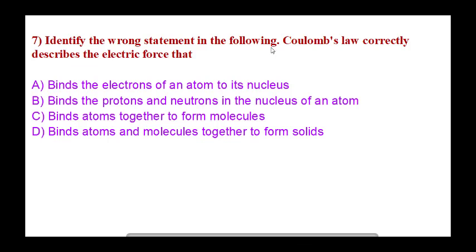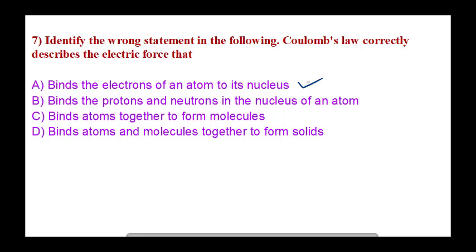Next is question number 7. Identify the wrong statement in the following. Coulomb's law correctly describes the electric force that binds the electron of an atom to its nucleus. So this is correct, because the nucleus has protons and neutrons.